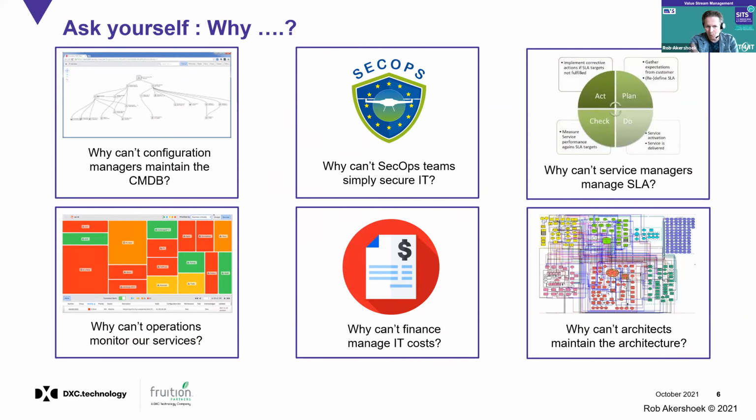As an example, why do you think SecOps cannot simply secure IT? Because security cannot manage security. It's a collective approach across the entire value stream. The same is true for service managers: they cannot agree and manage SLAs, because an SLA is underpinned by, can we even deliver this availability? Is the application designed for this performance and availability? So again, managing service level objectives cannot be done by service managers. It can only be done by the collective of teams designing services according to the SLA, as an example. It's really about an end-to-end chain.